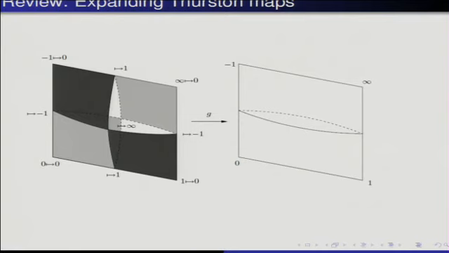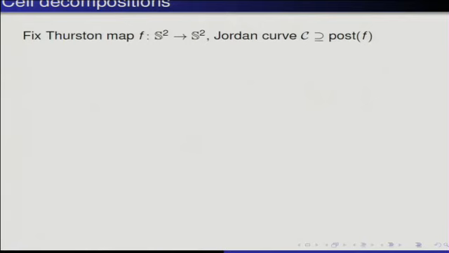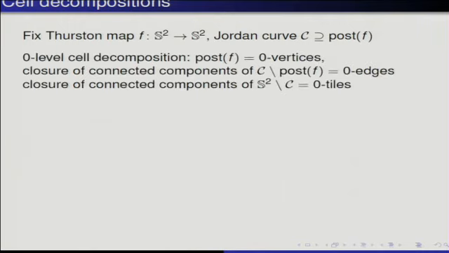So before I tell you my main theorem, I need some more definitions. I'm going to define a sequence of cell decompositions for a Thurston map and a fixed Jordan curve. So the 0 level cell decomposition is, so here the 0 means 0 level. We use the vertices, edges, and tiles to describe the dimension of the cells. So let the post-critical set of f be the 0 vertices, and then let the Jordan curve C minus all the post-critical set be the 0 edges.